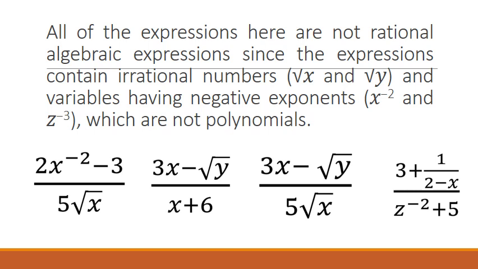All of these expressions are not rational algebraic expressions since the expressions contain irrational numbers in the form of radicals, which are the square root of x and square root of y, and variables having negative exponents such as x raised to negative 2 and z raised to negative 3, which are not polynomials. Irrational numbers and variables having negative exponents are not considered polynomials.